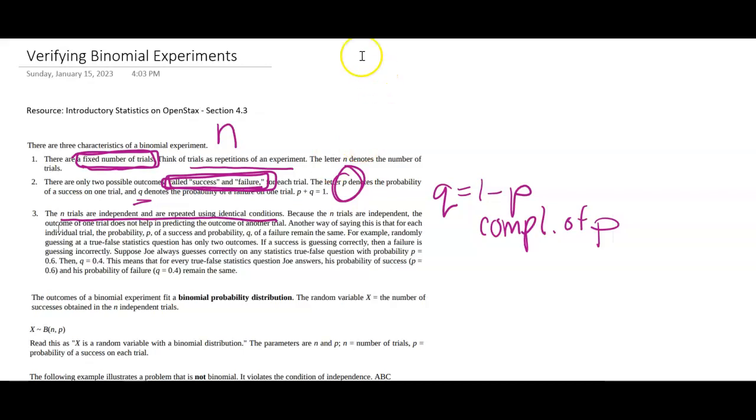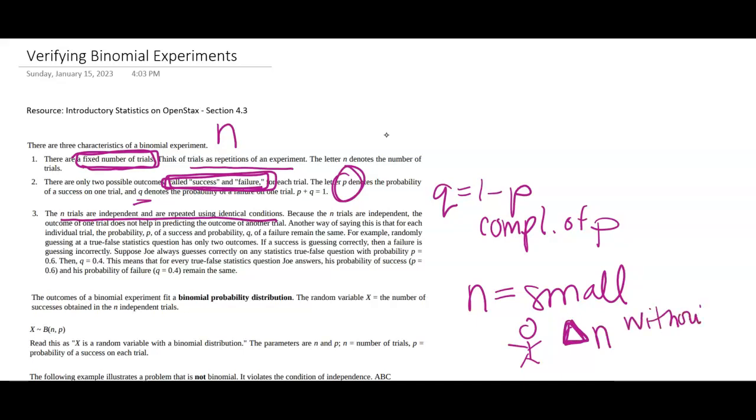So when trials are independent, if you have anything that is done without replacement, you need to be very clear that the probability resets every single time. If you have a very small sample, such that when you take one person out of being chosen and that changes your n, then that would be a without replacement situation, and that would not be independent.